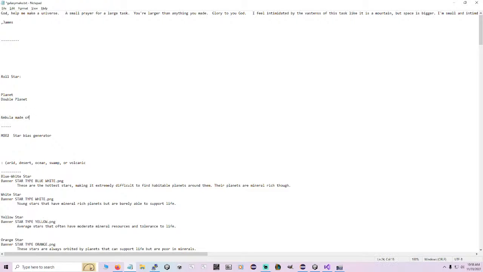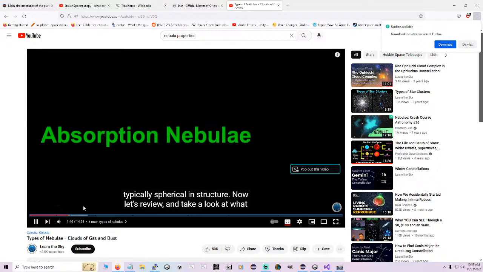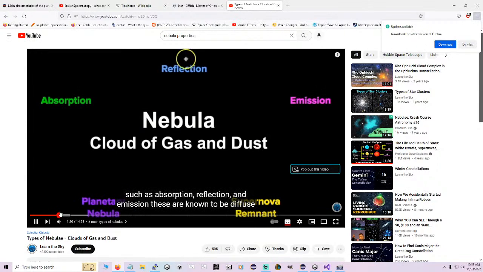Such as absorption, reflection, and emission. These are known to be diffuse nebulae, so they do not have a definitive shape. In fact, they're often named after objects that they resemble. The other types of nebulae include planetary nebulae and supernova remnants, and the shape of these nebulae are typically spherical in structure. So spherical ones include planetary and supernova remnants.